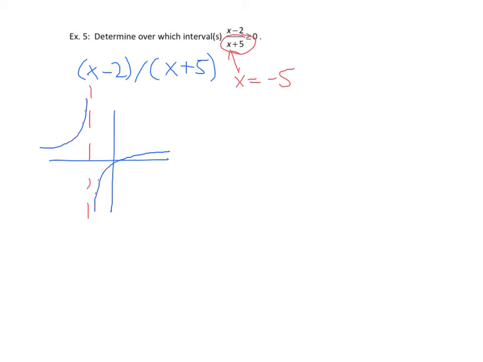So the question is, when is this graph greater than or equal to 0? So we want to know when it's above the x-axis, and that's going to be the part over here. So it's going to stay above as we move to the left in this direction. So our answer in interval notation is going to be negative infinity to negative 5. And I'm going to use a parenthesis because the graph will never actually hit an x value of negative 5 because that would be undefined, but it gets closer and closer to negative 5.